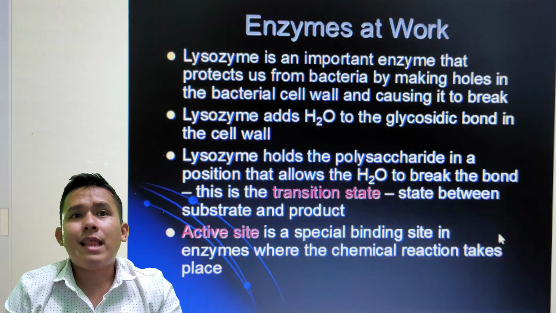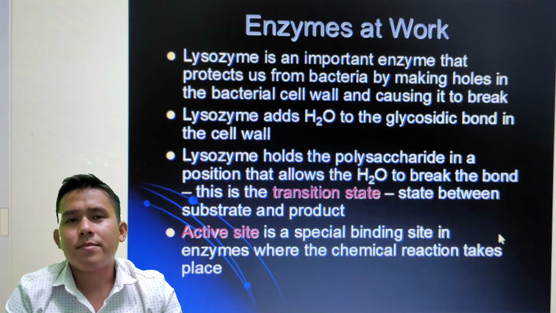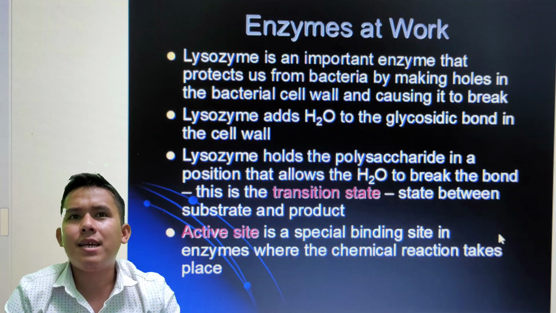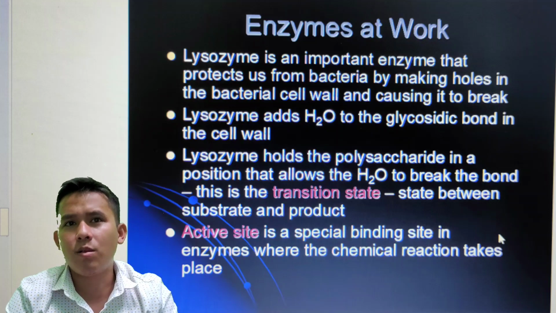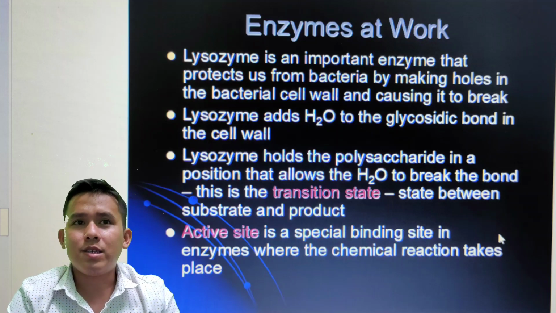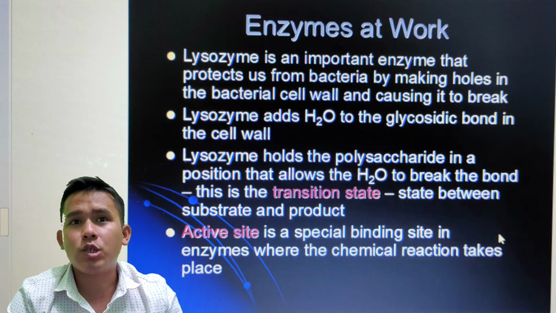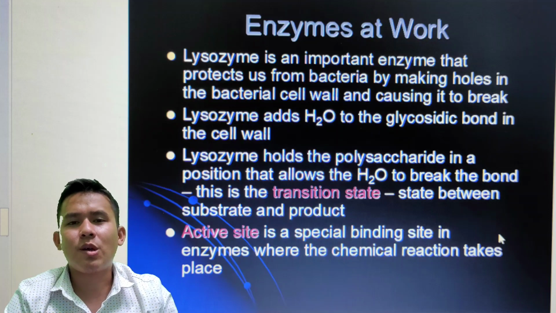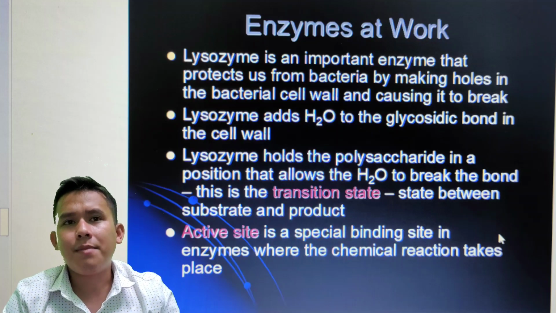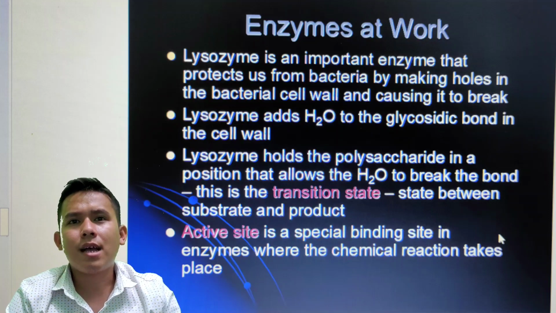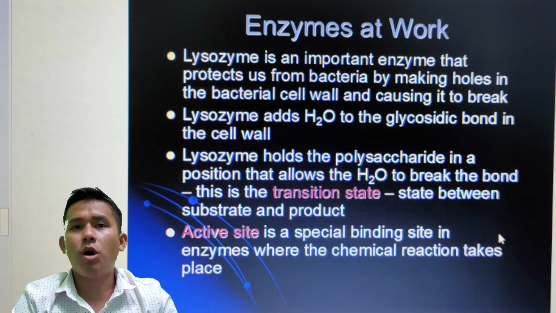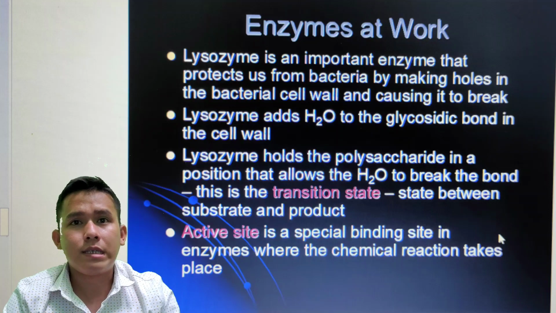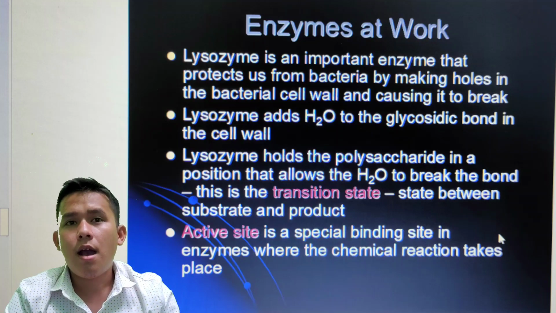Next, let's talk about lysozyme. Lysozyme is an important enzyme that protects us from bacteria by making holes in the bacterial cell wall, causing it to break. Lysozyme adds water, H2O, to the glycosidic bond in the cell wall. Lysozyme holds the polysaccharide in a position that allows the water to break the bond. This is the transition state, the state between the substrate and the product.